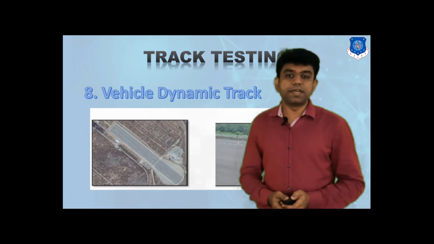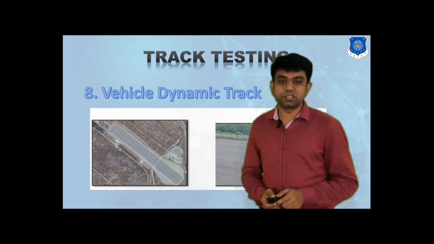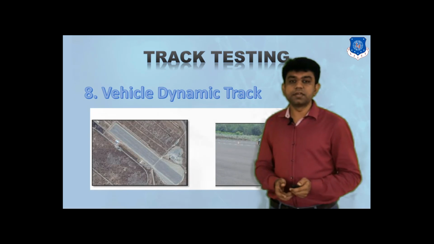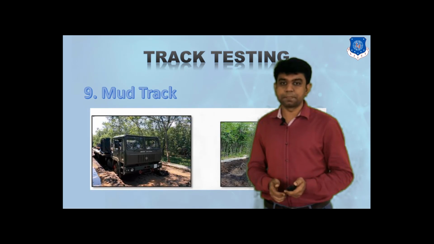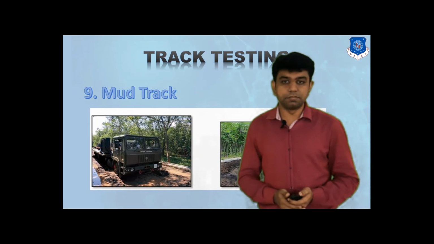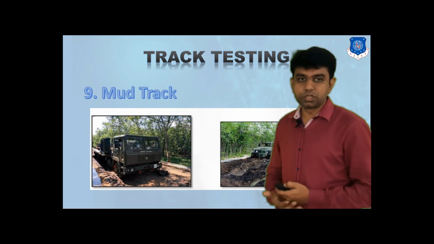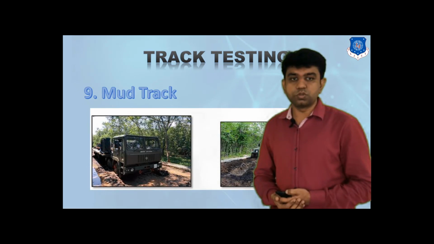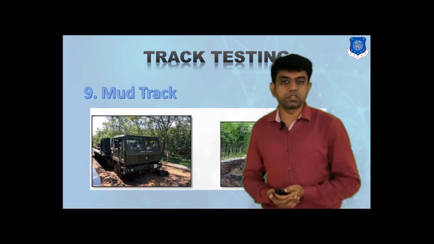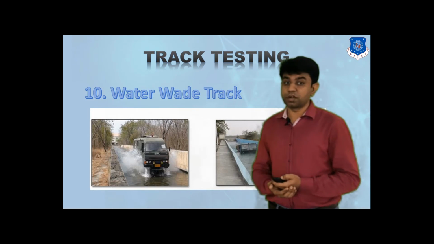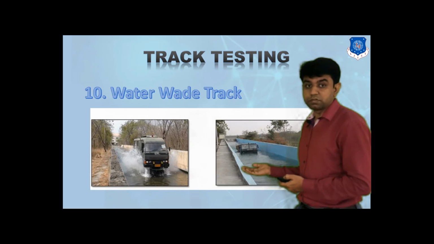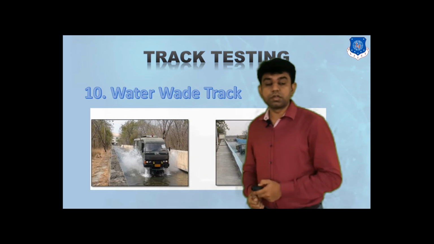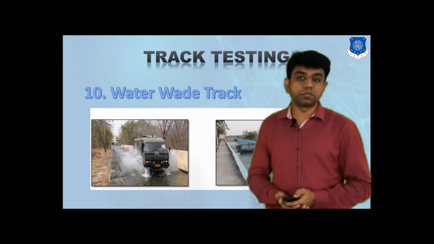Eighth one is a vehicle dynamic track. Purposefully, this kind of track is to check the suspension behavior and the dynamics of the vehicle. Ninth one is a mud track. Whenever the mud surfaces are heavily lodged, military vehicles normally need to travel along such pathways very often, so vehicles are checked under this mud track condition. 10th one is a water wade track. The track is filled up with water and we carry out vehicle testing on it to evaluate the behavior of the vehicle.